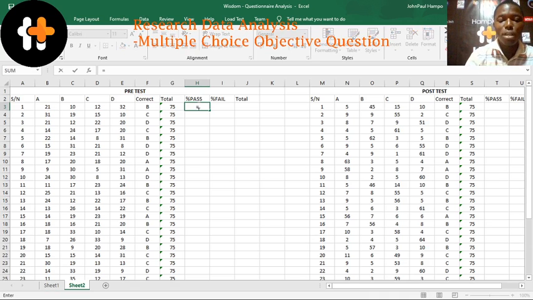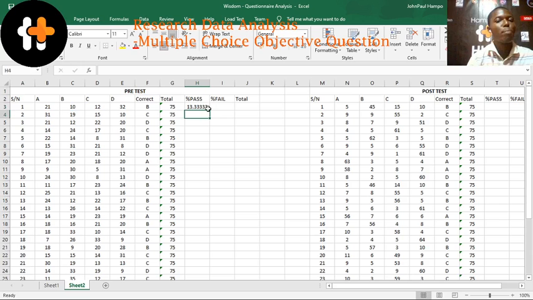We already know that 10 students answered correctly, but what is the percentage? The percentage is simply B divided by this total. Then what will you do next? Multiply by 100, to give us the percentage. So 13% passed question item number one. Then for those that fail, we can do it this way.